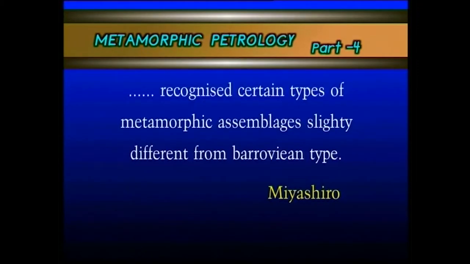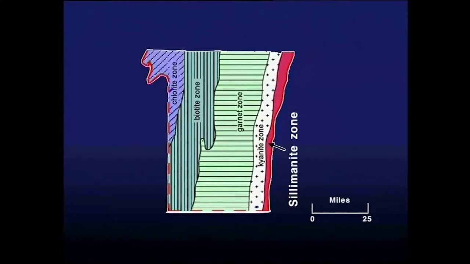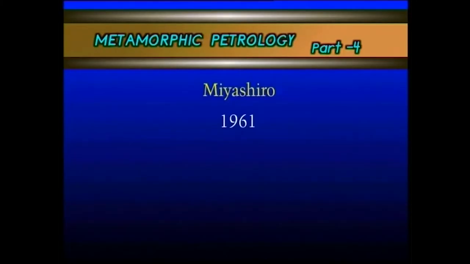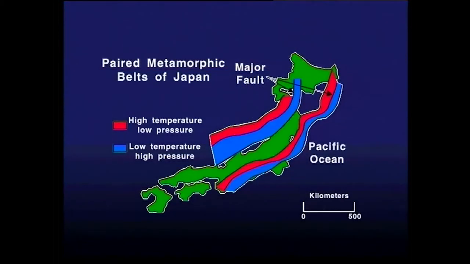Similarly, Miyashiro also recognized certain other types of metamorphic assemblages which are slightly different from the Barrovian type. Look at his observation on the screen and see the difference from the Barrovian type of metamorphism. Miyashiro in 1961 found that the sequence of progressive mineral development was not the classic Barrovian type. Rather, he found evidence for a high pressure type and a low pressure type of metamorphism.